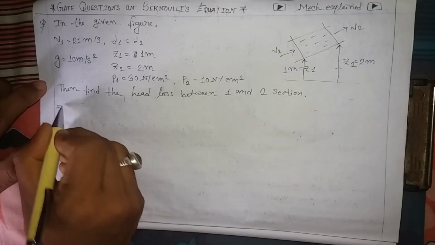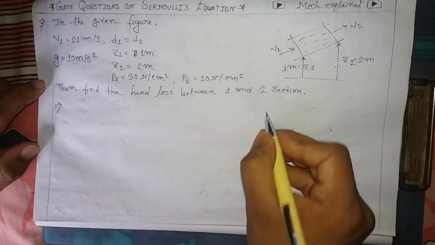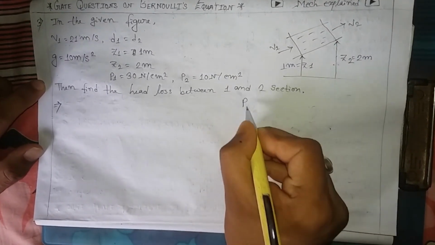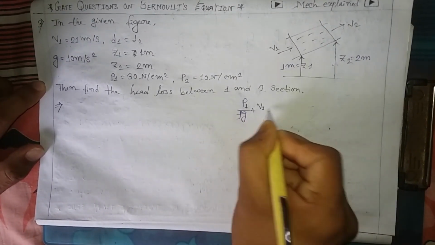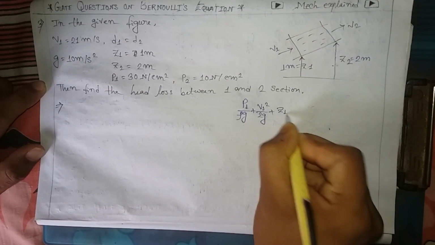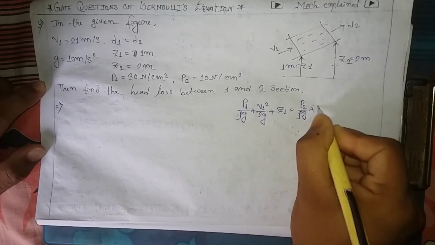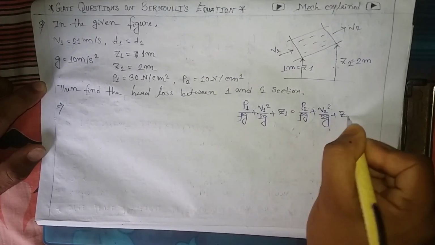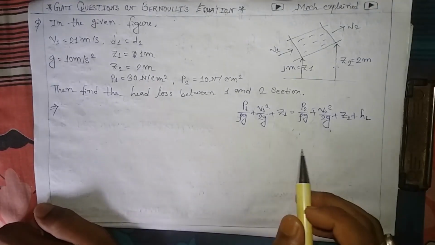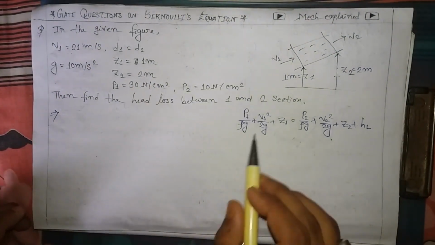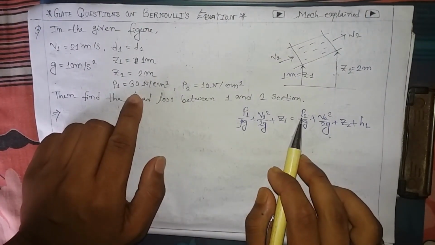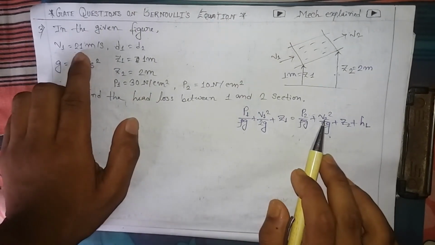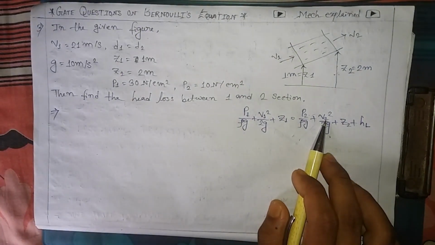We will write the Bernoulli's equation for real fluid: P1 by rho g plus V1 square by 2g plus Z1 equals P2 by rho g plus V2 square by 2g plus Z2 plus HL, right? This is head loss. But the students will think that we know P1, we know P2, we know V1, but we don't know V2. What will be the V2?